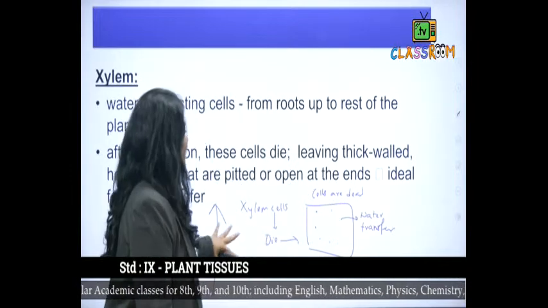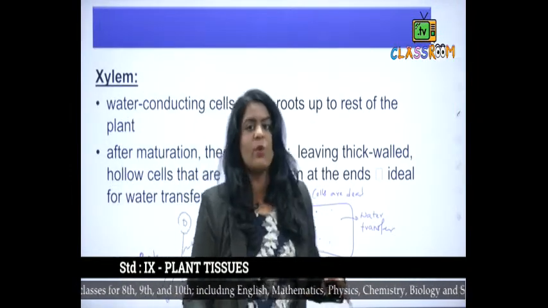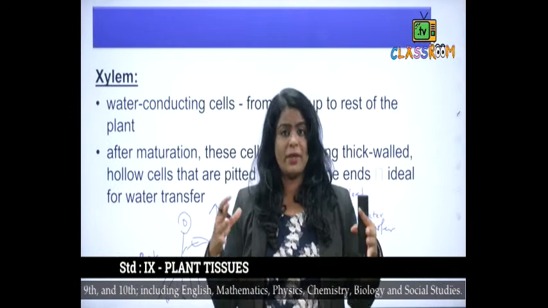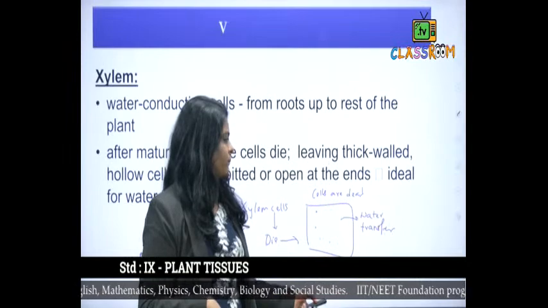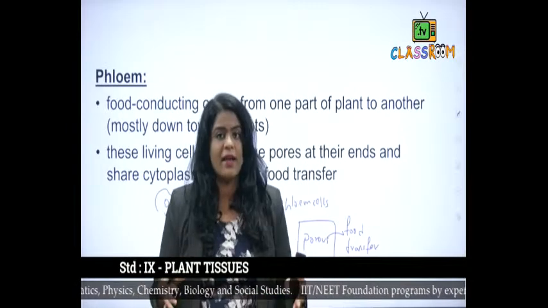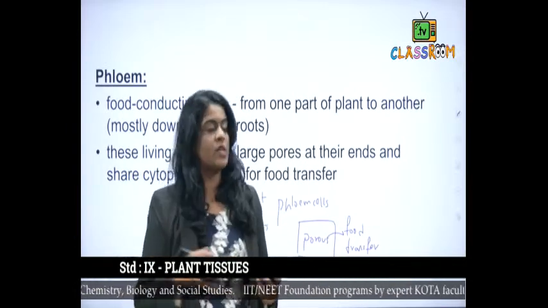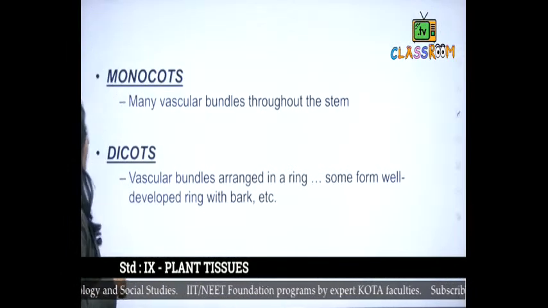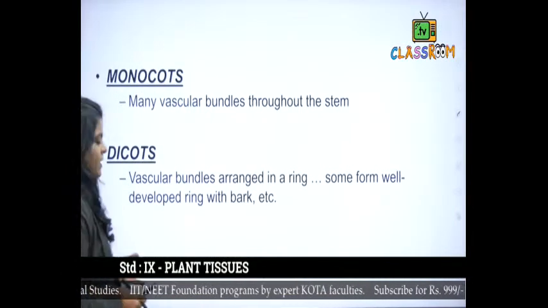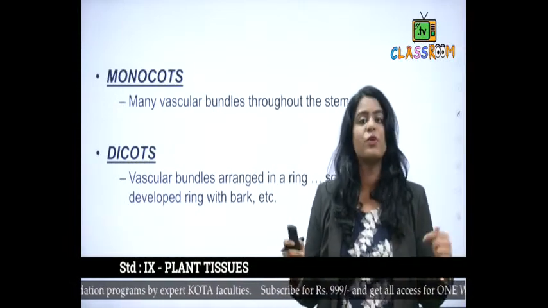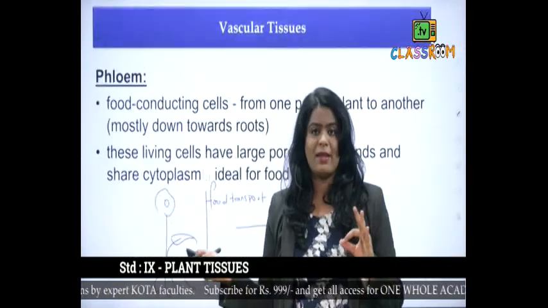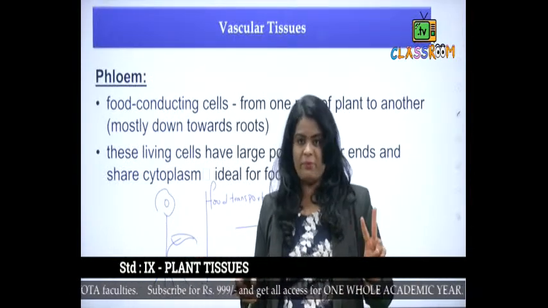Okay, and the cells in the xylem die, and once they are dead, they form a hollow pitted structure where there is transfer of water. Whereas in the phloem, the cells are alive, but they have pores through which there is transfer of food. Monocots and dicotyledons I'm going to talk about in detail in the next class, but for now remember that monocots have one embryo and dicots have two embryos in them.